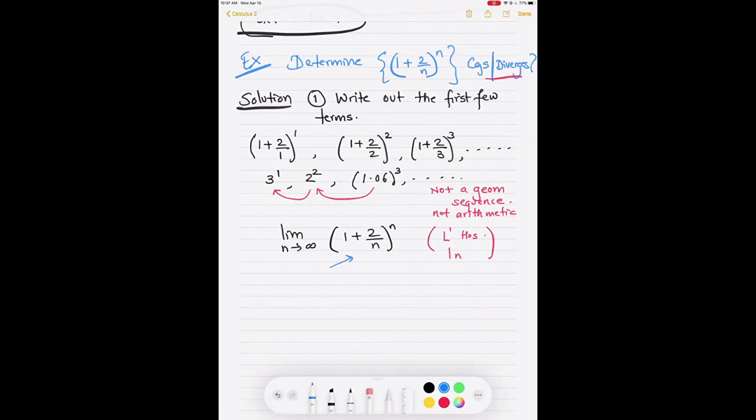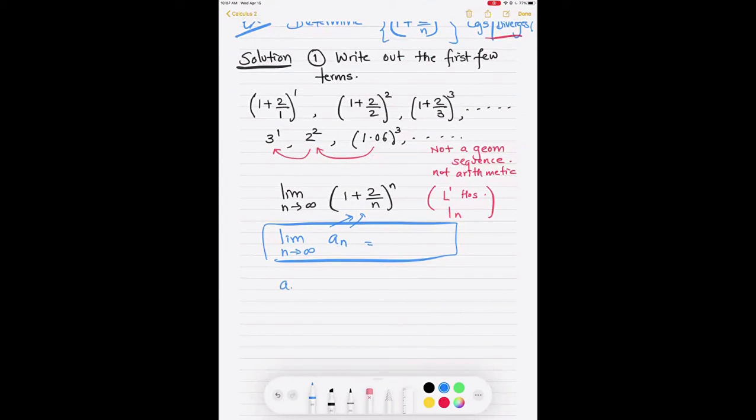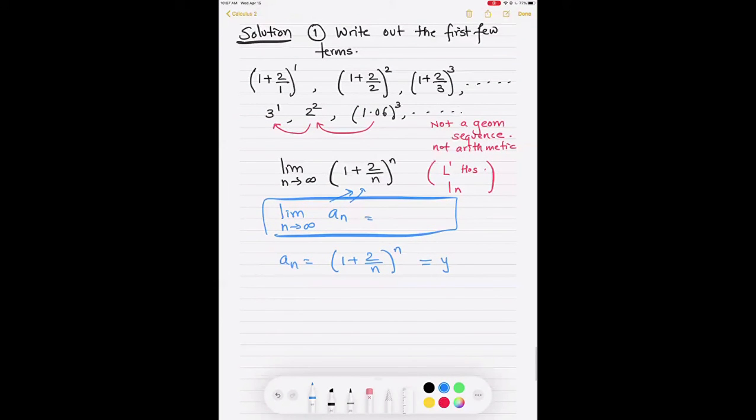So, we're going to call it y. I want the limit as n approaches infinity of a_n, because this is a_n. Let me stick to that. I'm just going to say this is what I want. But a_n is (1 + 2/n)^n, so I'm going to call it y. And I want to know the limit of y.